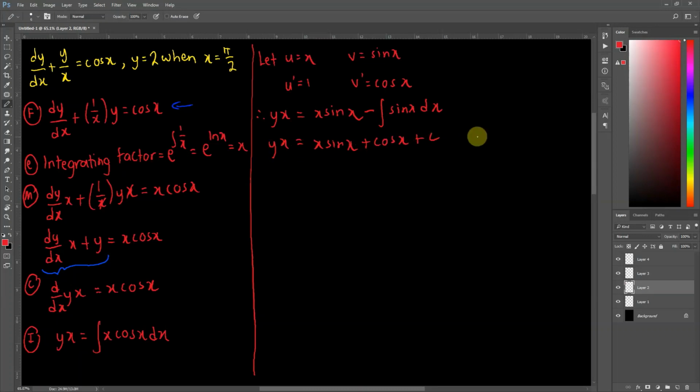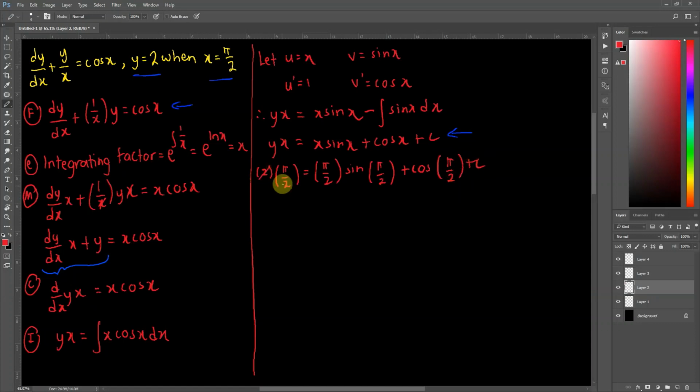Okay, so now we get until this part, we are going to put in our boundary condition. Y is 2, x is pi over 2, into our equation. So y is 2, so put 2, x is pi over 2, equals to pi over 2 times sine pi over 2 plus cos pi over 2 plus c.